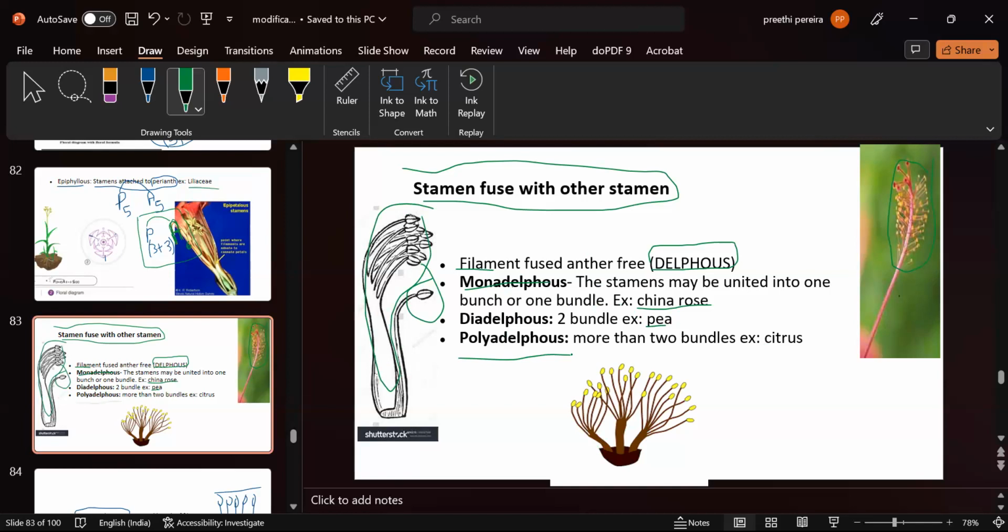What does adelphous mean? Stamens, the filaments are fused and anthers are free. Monoadelphous means all the filaments are fused and form 1 bundle. Diadelphous will have 2 bundles. Polyadelphous, many bundles. That's all. Okay? Write it down quickly, then I'll wind up the class. Gauri and Aniket, write down soon.